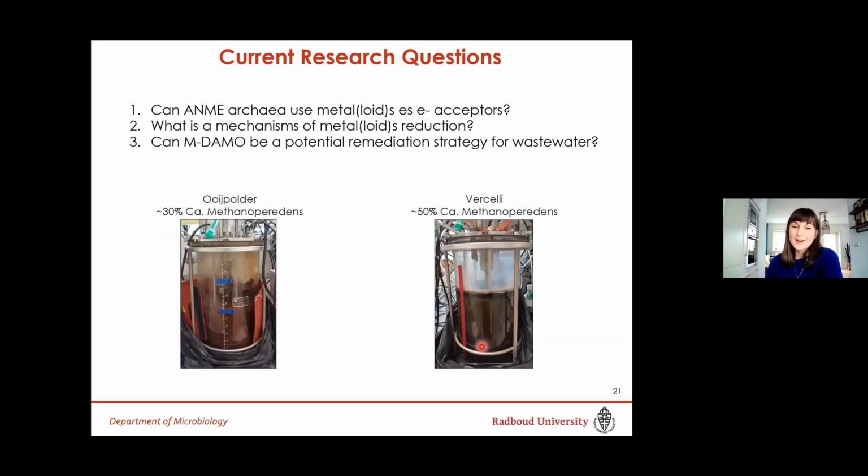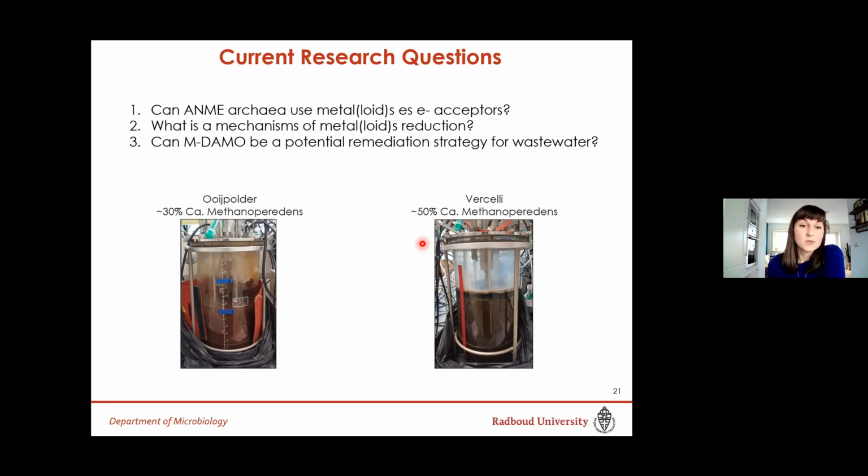So this is what I'm currently doing, and we are very lucky in my current lab to have these two enrichment cultures of ANME2 archaea, which are very, very difficult to grow, and not many labs in the world are actually able to enrich these microorganisms. We have one freshwater enrichment culture that represents about 30% Candidatus Methanoperedens, and the other one, enriched from rice paddy soils from Italy, contains about 50% Candidatus Methanoperedens.